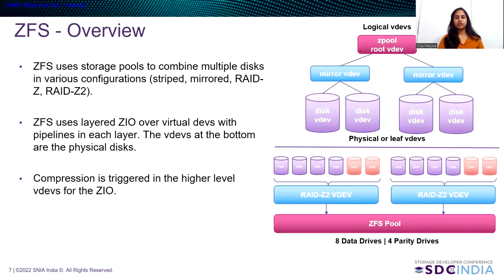Here are two different ZFS pool configurations. The one at the top is a mirrored pool configuration, and the one at the bottom is a RAID-Z2 configuration. The disk VDEVs at the bottom are the physical disks, and the ones at the top are the virtuals. Compression is always triggered at the top level VDEV.